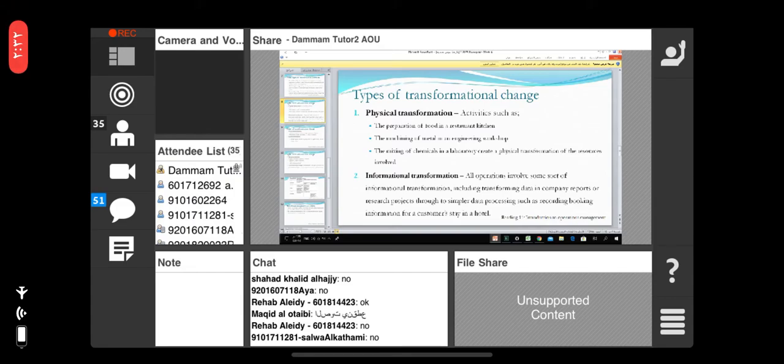Second of all, in transformational change, do we need information? Yes, to transform anything we need information. We need physical, okay, we need information. Of course, all the information involves some sort of information transformation. It includes data, reports, research, a lot of kinds of information for any business to operate. Right guys?